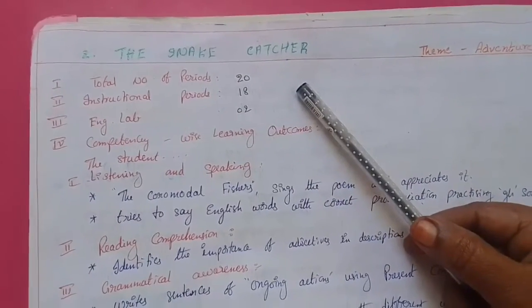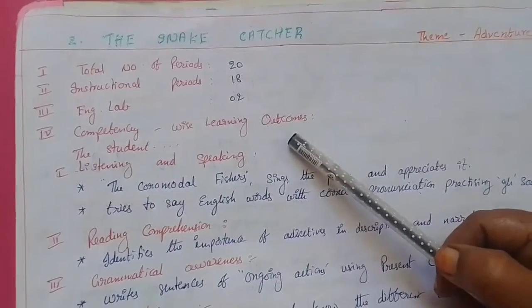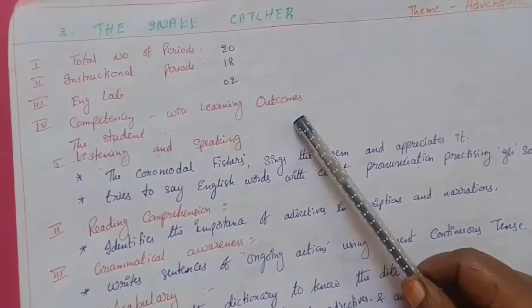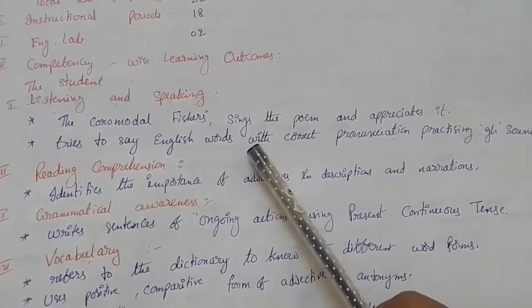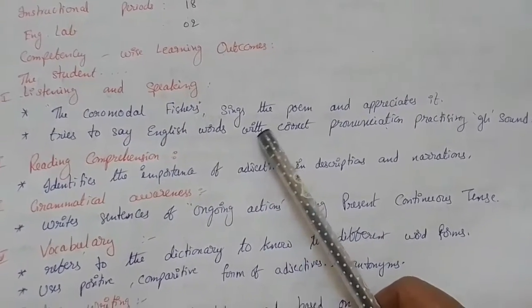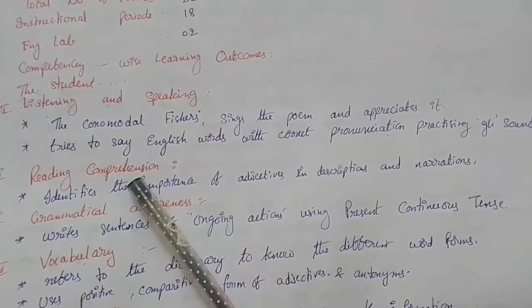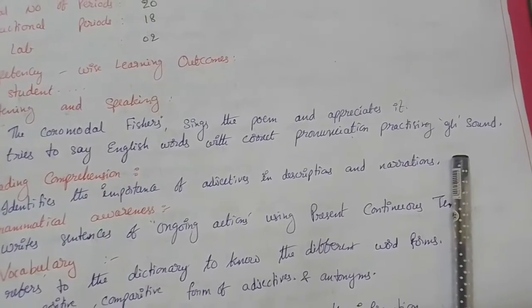First, the total number of periods is 20: instructional periods 18 and English lab 2. Competency-wise learning outcomes are in the last pages of the textbook. Listening and speaking: children listen to the Coromandel Fishers and appreciate it. Student tries to say English words with correct pronunciation, practicing the GH sound.